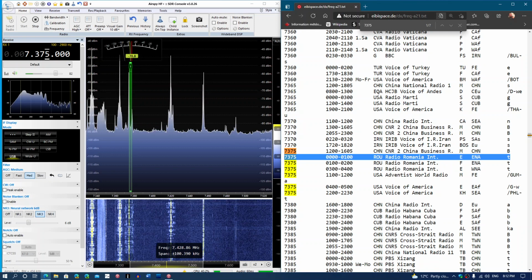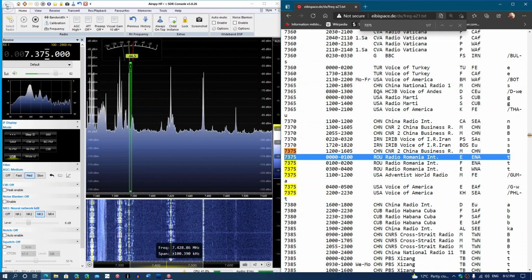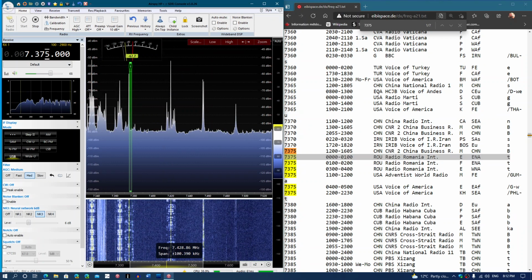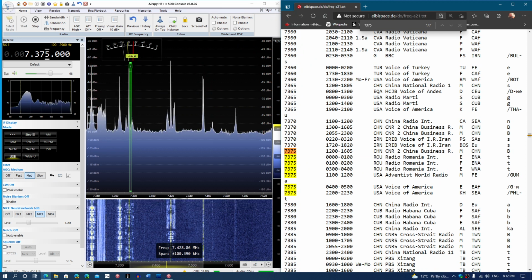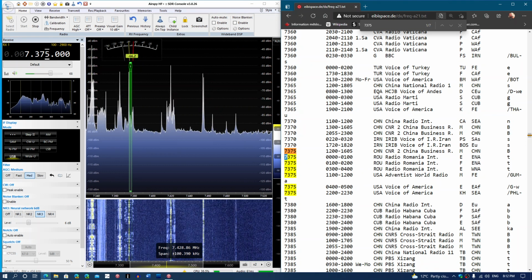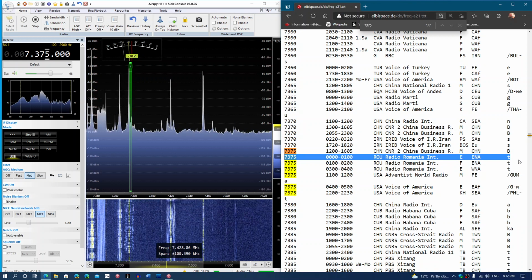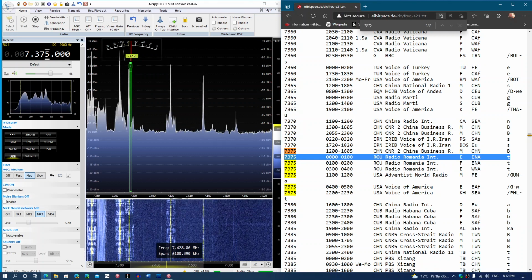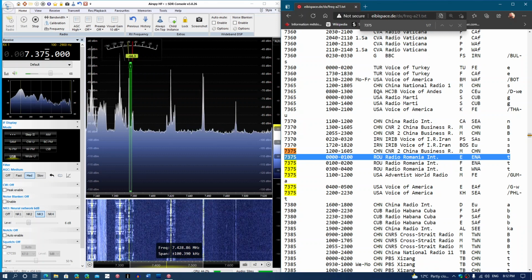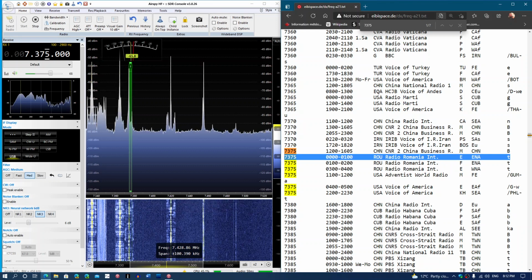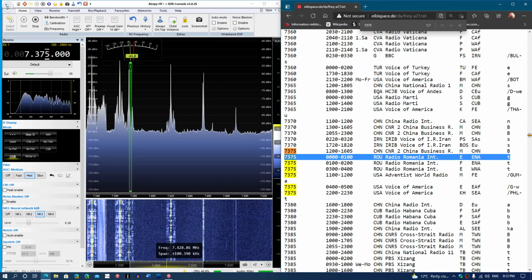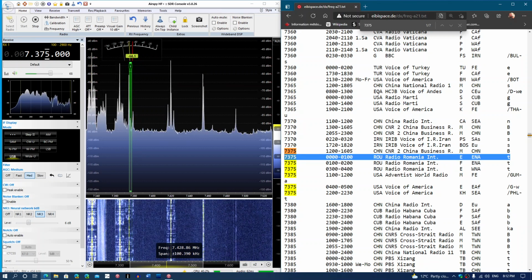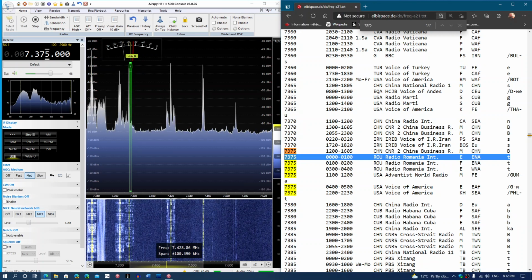So what do the codes mean here? Frequency, 7375, what we're listening to. Second, 0 to 01 UTC. So that's a 1 hour broadcast on this frequency. ROU for Romania. It's the location of the station, basically. Be warned, it's not the location of the transmitter site. It's just telling you that this is a station from Romania. Radio Romania International.